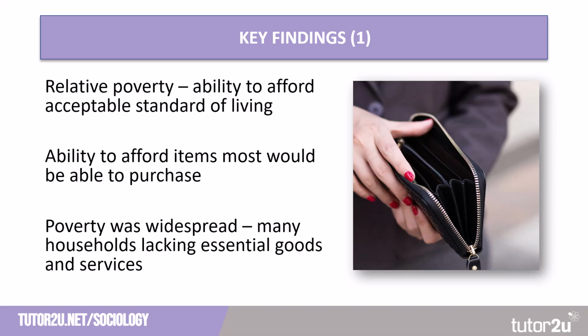Townsend found that poverty was much more widespread in the UK than previously acknowledged, and his research showed that a significant proportion of the population was living in poverty, even during times of economic prosperity. He revealed that many households lacked essential goods and services, leading to a lower quality of life and social exclusion.